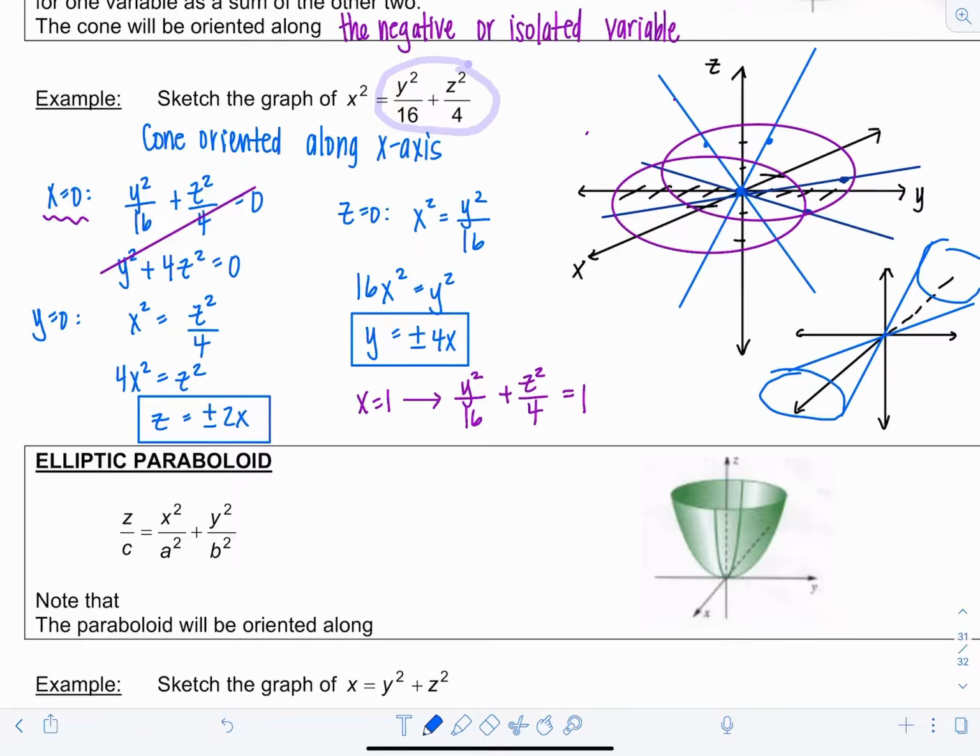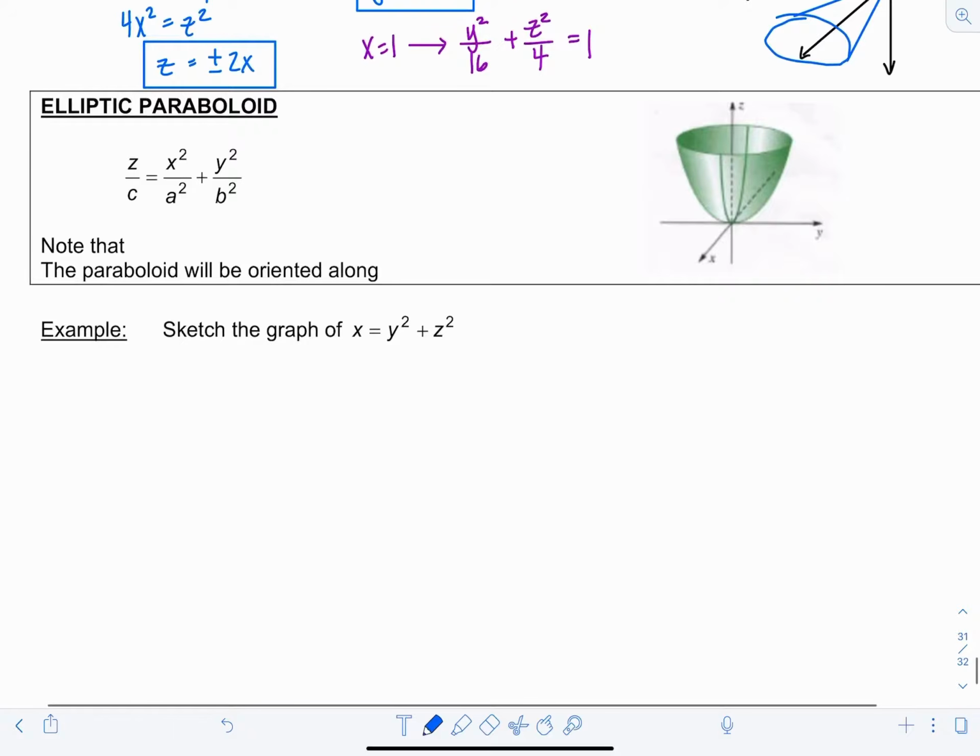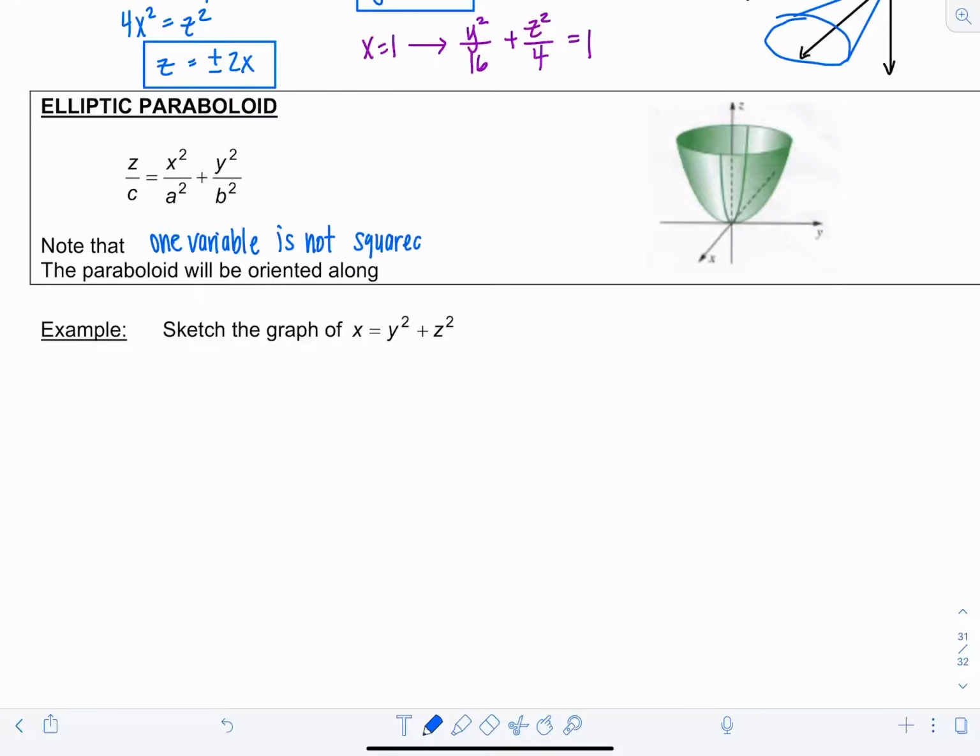Okay, moving on, the elliptic paraboloid. This one's pretty easy to graph. So you have one variable that's not squared, the other two are squared, and they have the same sign. So notice that one variable is not squared, the other two have the same sign. And the paraboloid will be oriented along, well, which one's the oddball? The unsquared variable.